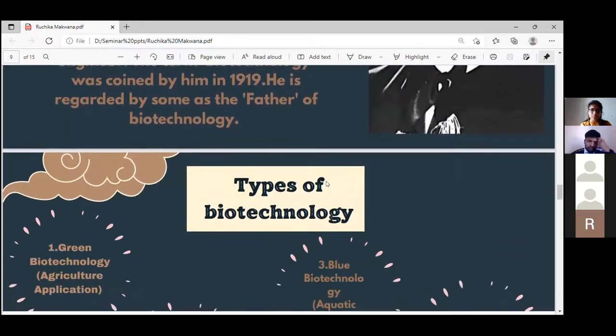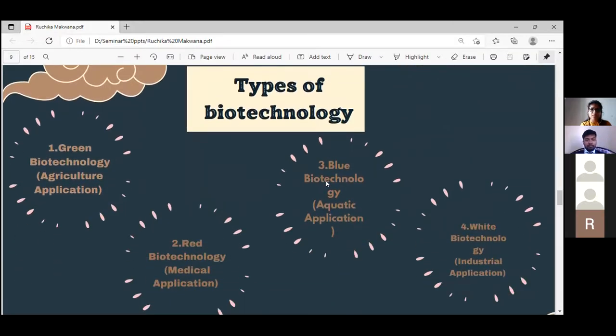Then we see the types of biotechnology. There are several ways of classifying biotechnology, but the most popular is by using color codes. First is green biotechnology. It is related to agricultural applications: the application of biotechnology to produce environmentally friendly solutions as an alternative to traditional industrial agriculture, for example, Bt cotton.